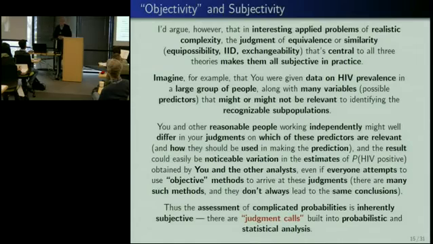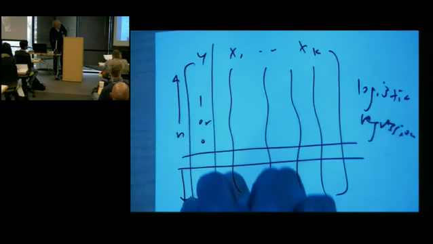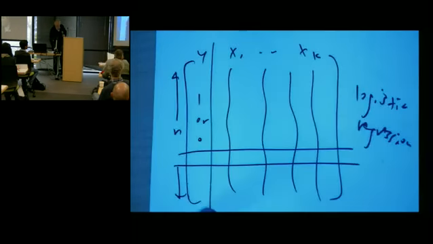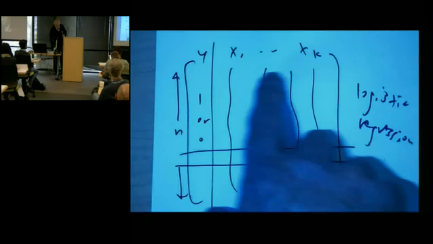Now, here's an example. Imagine that everyone in the room was independently given the same data set on HIV prevalence in a large group of people, along with many variables that would serve as possible predictors that might or might not be relevant to identifying the recognizable subpopulations. I bet there are people in the room who have done an exercise like this in their work. You would have a data set that looks like this. You'd have n individuals, where n is really huge, and your outcome variable y would be a 1 or a 0, yes or no, about whether the person was HIV positive or not. And you'd have a large number of predictor variables, x1 through xk.